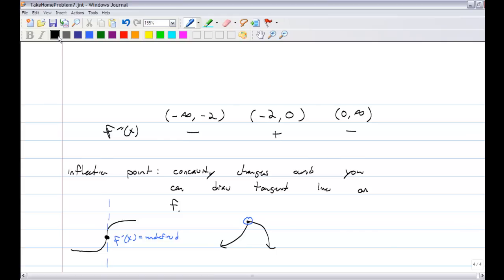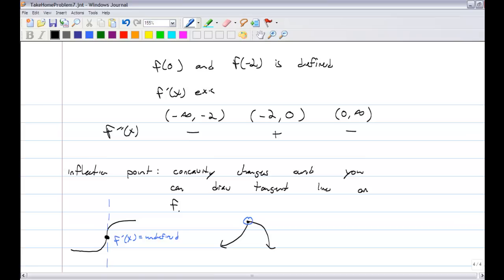So let's try to remember, I know f of negative 2 is defined. And I know f of 0 is defined. So both the points exist on the graph, but we just have to make sure that we can draw the tangent line there.